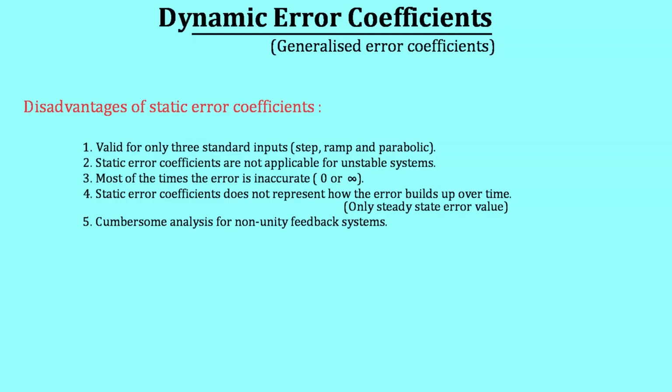For non-unity feedback systems, the analysis for finding the static error coefficient is quite lengthy. First, we have to convert the non-unity feedback system into a unity feedback system, then only we can find static error coefficients, which is quite a tedious job. These challenges were solved by using dynamic error coefficients.